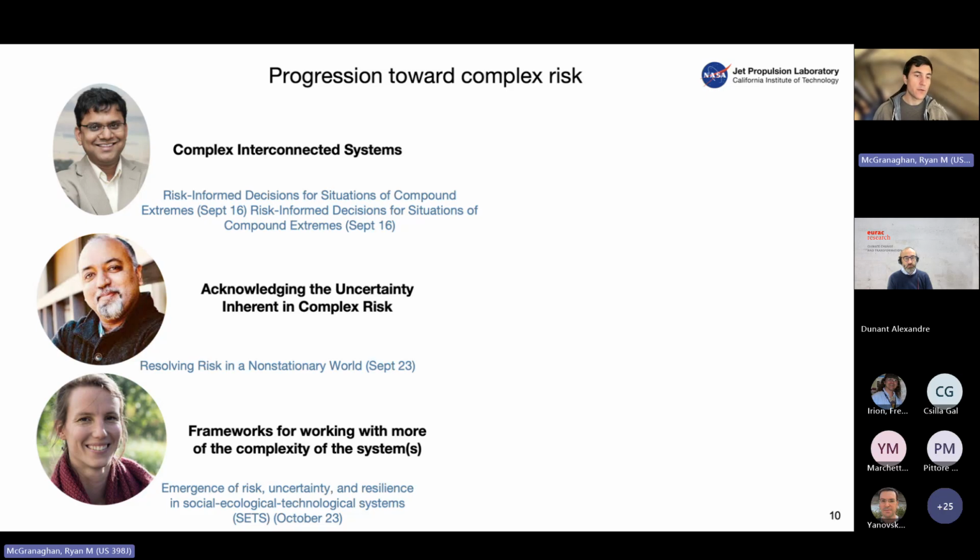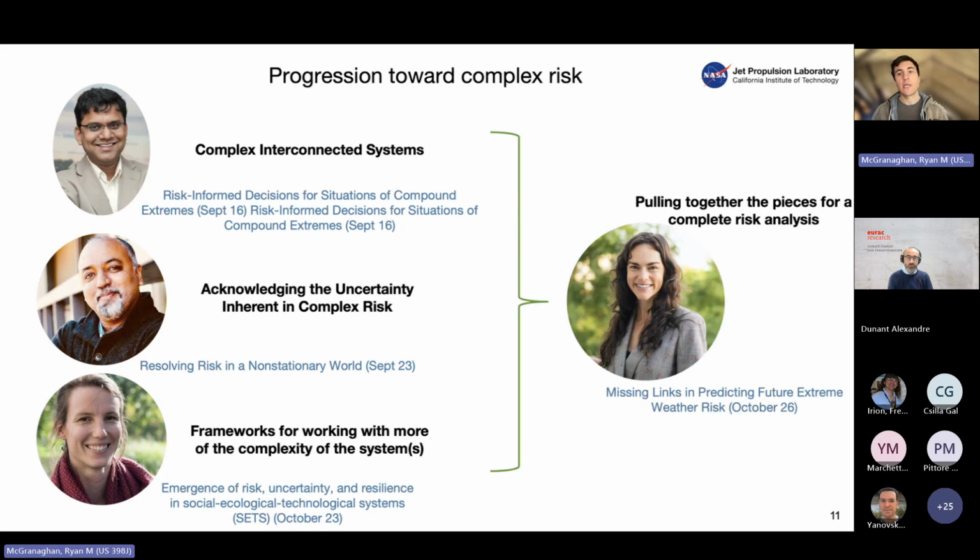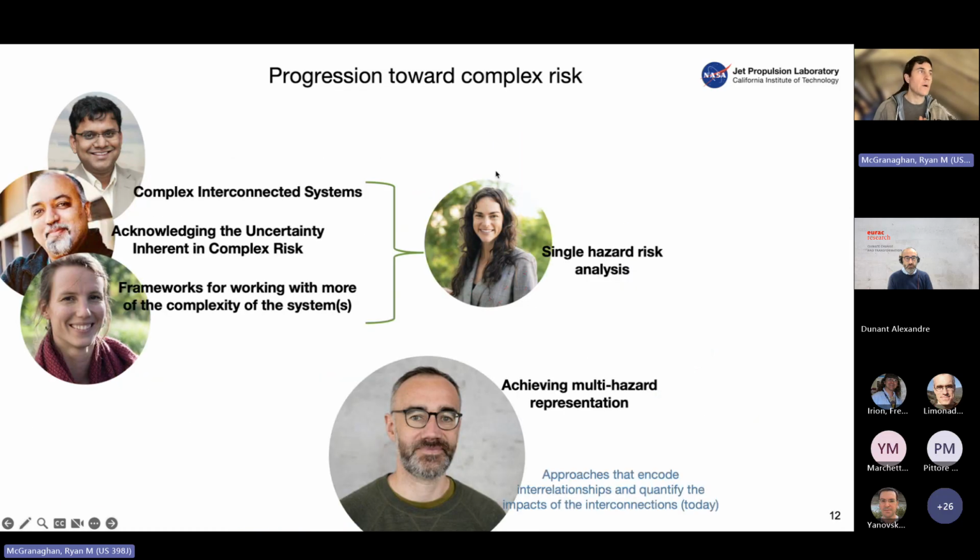Then Elizabeth Kruger introduced us to the idea of socio-ecological technological systems, and how that means we need to change the approaches we have towards risk science. And then just last week, or a couple weeks ago, we had a really wonderful talk by Dr. Jane Baldwin, who talked about pulling these pieces together to actually do complete risk analyses and looking at some of the missing links and predicting future extremes that we need to incorporate into this as well. So this builds very well, and I think today's talk is going to be a perfect extension of this trajectory towards complex risk science, returning us to quantitative analyses, but now informed by complexity theory, uncertainty, and socio-ecological technological systems thinking.